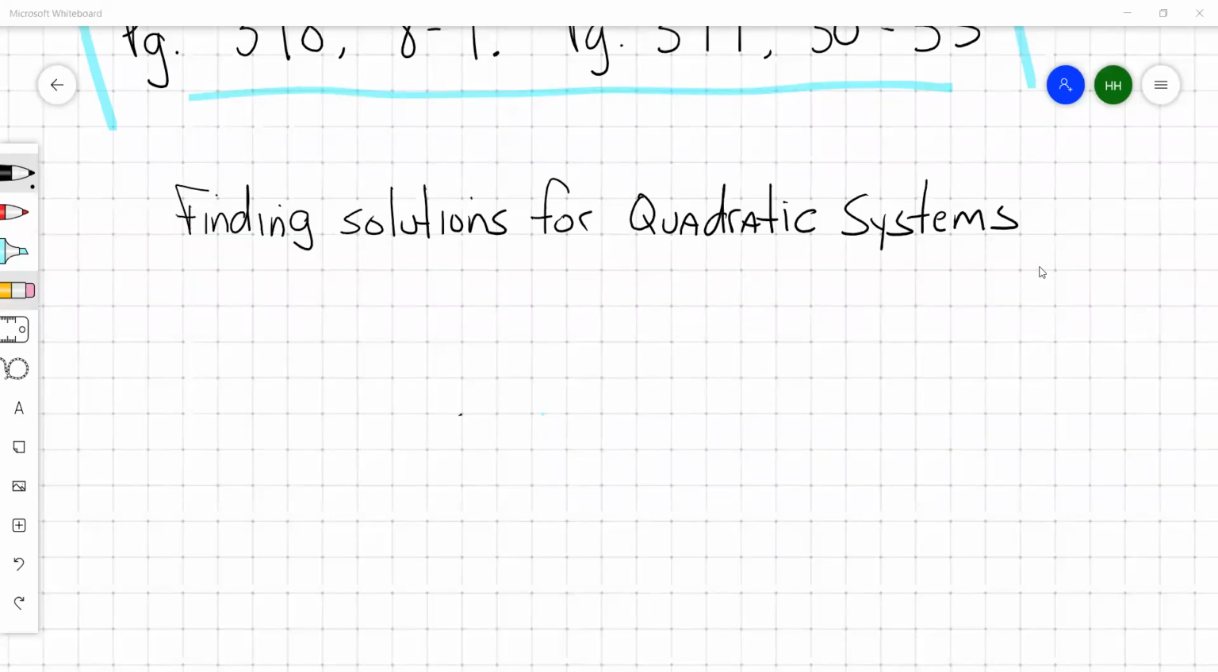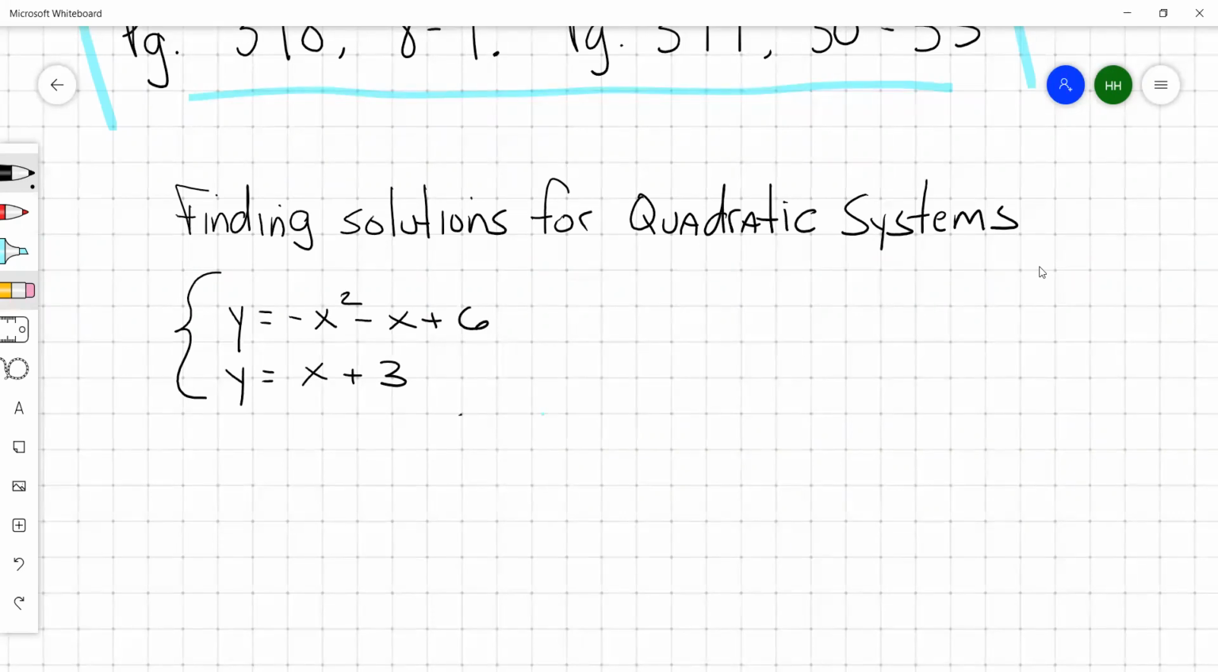All right, finding solutions for quadratic systems. So you're going to be given some problems today, and it's going to look something like y equals negative x squared minus x plus 6. And then you've got an equation y equals x plus 3. When you're finding these solutions, you've got two equations equal to y.